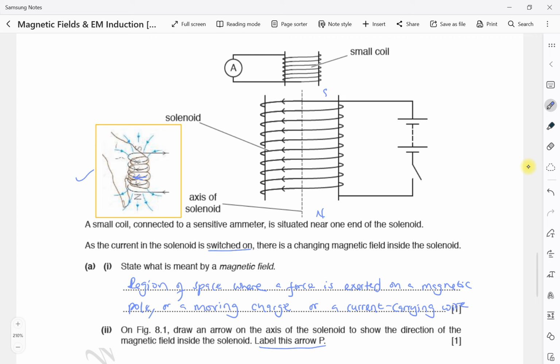And the field lines originate from north and terminate at the south. So here they are terminating and here it is originating. So the arrow is going to be like this. And they said label this P. So I'll draw a line along the axis. Let me use a ruler. Label this P.